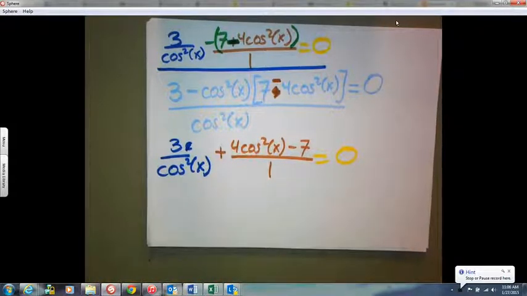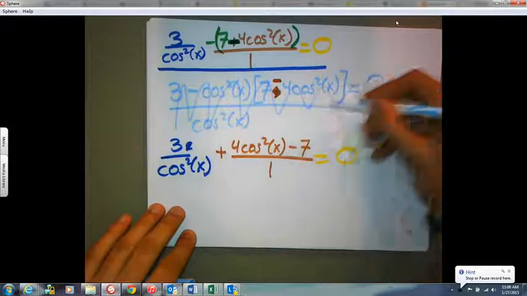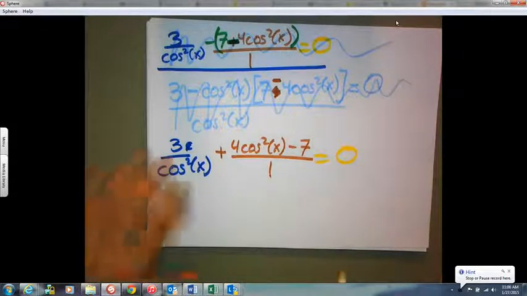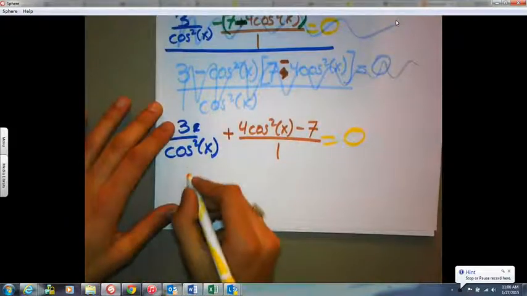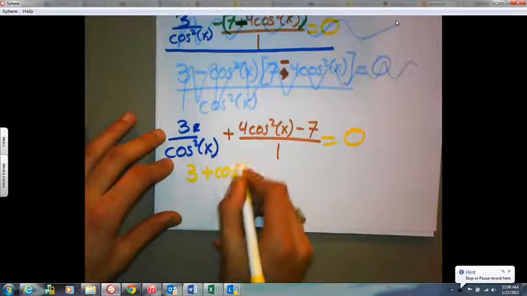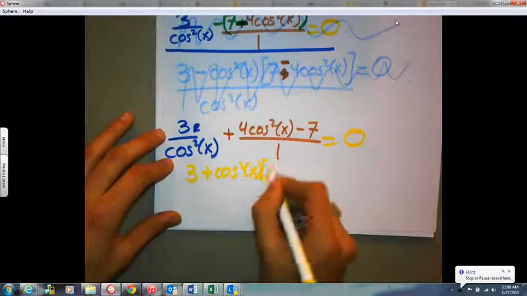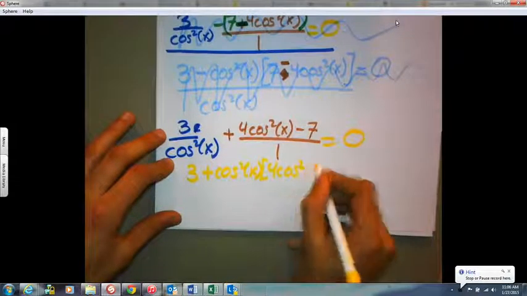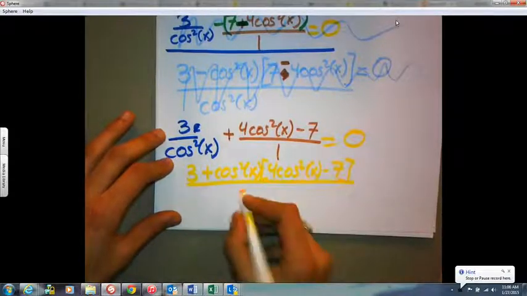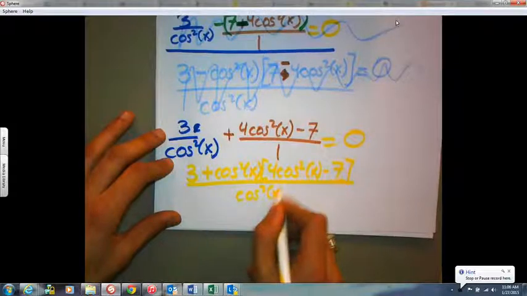Now, scratch this. And really, you're kind of scratching this too. So here, now you want to use the trick. Bottom right times top left, so that's 3. Bring the plus sign down, cosine squared times in brackets 4 cosine squared of x minus 7 all over cosine squared of x, and that equals 0.